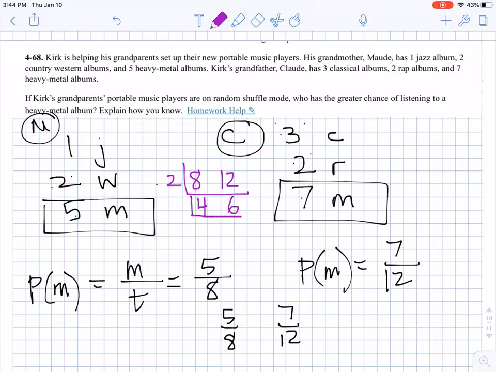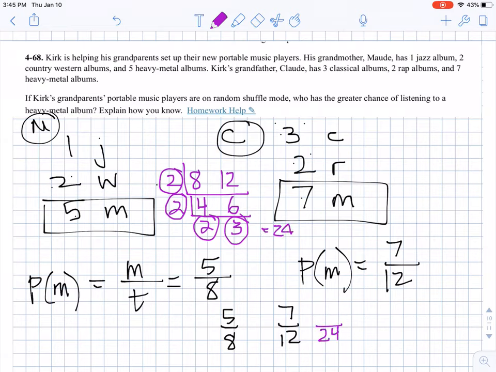I know those are both divisible by 2. So I get 2 and 3. And I know that 2 and 3 do not share anything. So I get 2 times 2 times 2 times 3, which is 24. So that's a good one to do.